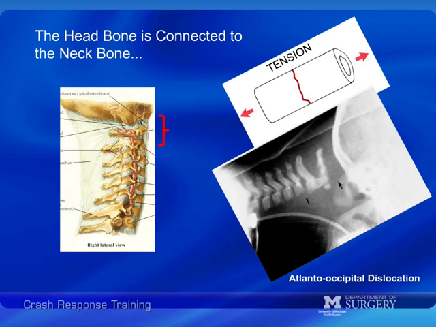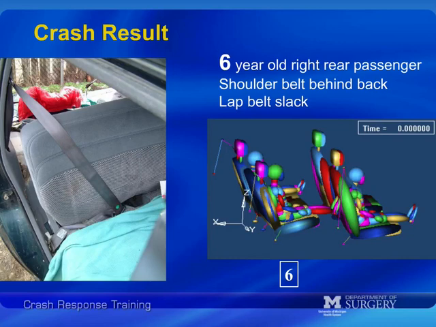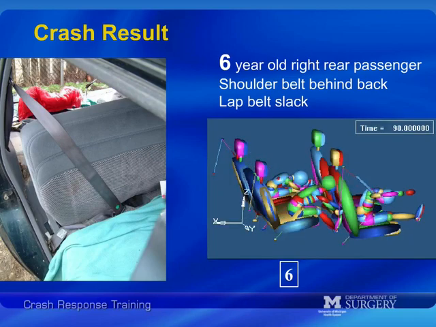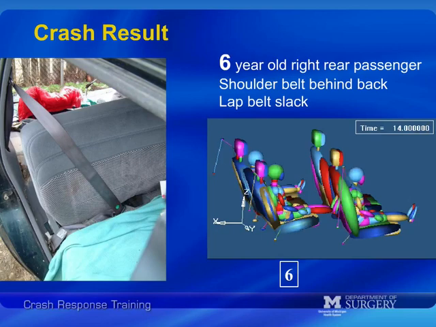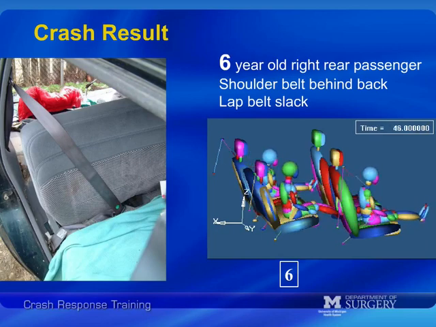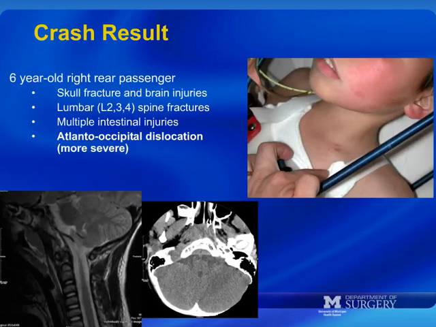Let's look at what happened to the brother, the 6-year-old right rear seat passenger. Now, this child had a shoulder belt that was behind his back and had only the lap belt on, which was quite slack. He travels forward far enough to strike the back of the seat in front of him, which is where the sister was sitting. Remember that the seat is pretty much a metal frame that's padded. Particularly in the back, the padding is not very thick, and you can see the skull fracture in the upper right that resulted when the right side of his head struck the frame of the seat in front of him.